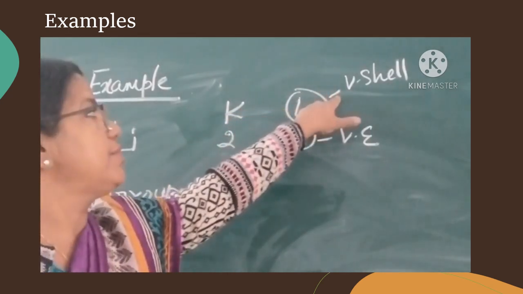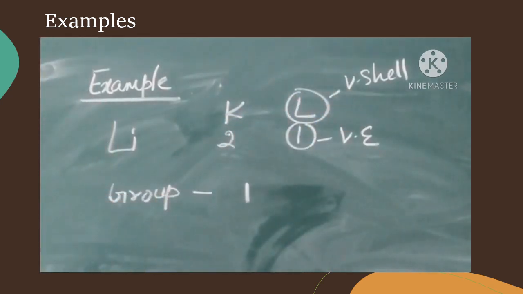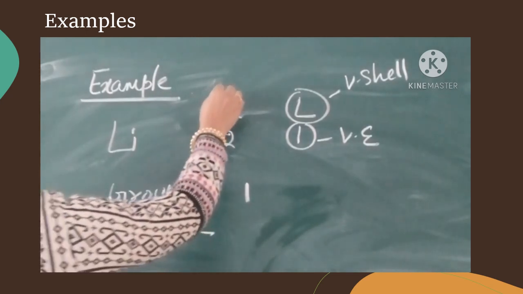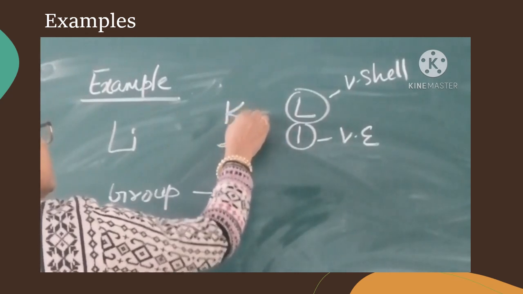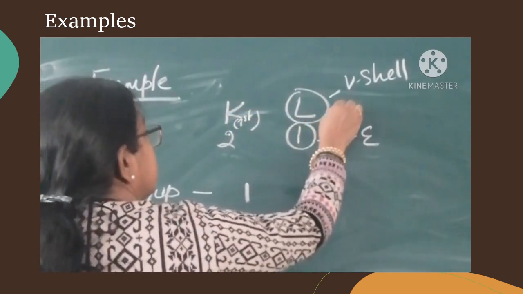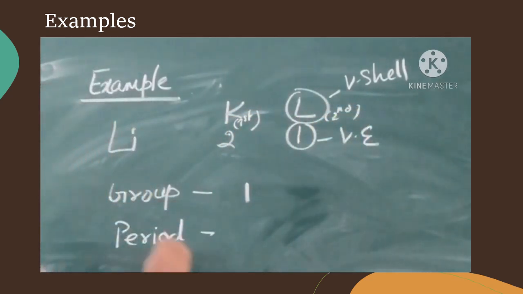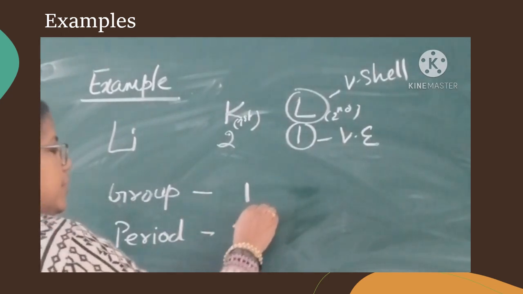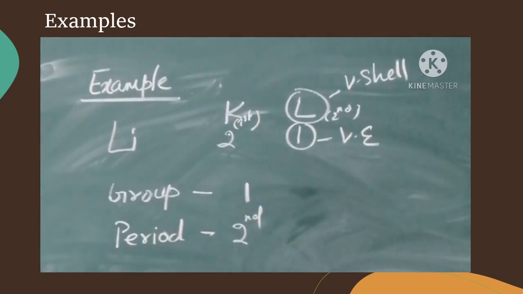The valence shell decides the position of an element in the period. As it is the L shell, this is the first period, this one is the second period. So we can say it belongs to the second period. Group 1, second period.